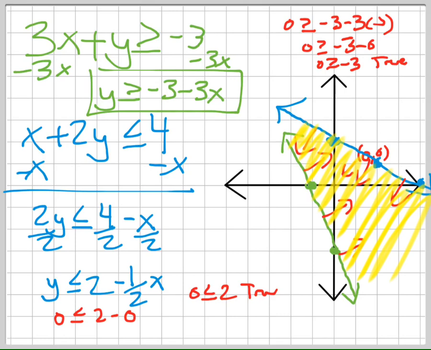Other questions on this? All right. That's the end of chapter 6 with an introduction to systems of inequalities.